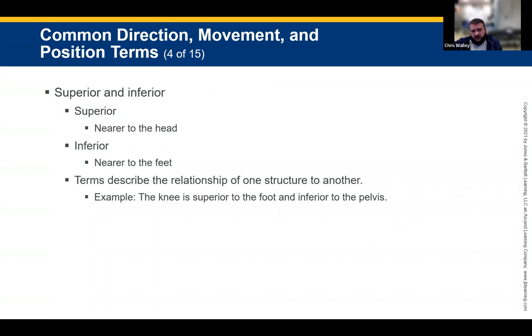Superior and inferior. So here we go. Superior is near to the head, inferior is further south. I would definitely remember these. These are very important. Superior, inferior. So examples: where is it at? These terms describe the relationship of one structure to another. The knee is superior to the foot and inferior to the pelvis. Somebody tell me what that means. If the knee is superior to the foot and inferior to the pelvis, where is it? I could pick on somebody.